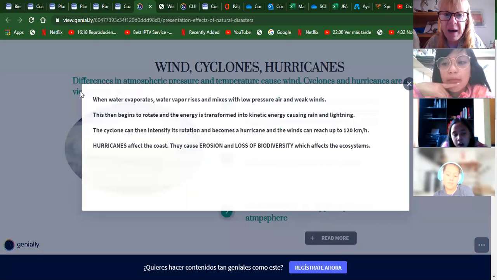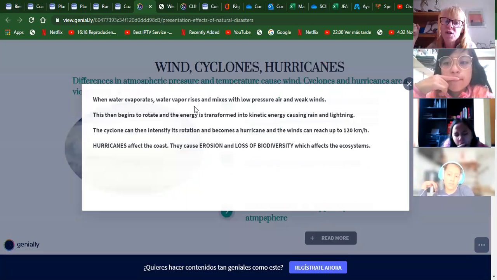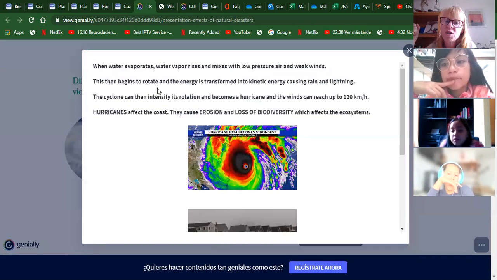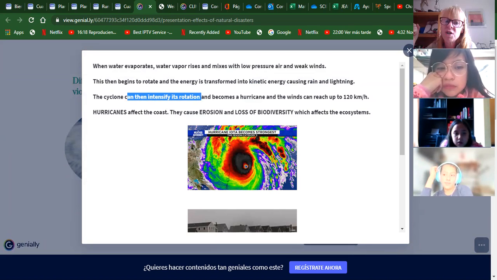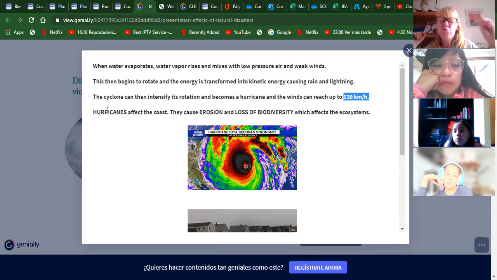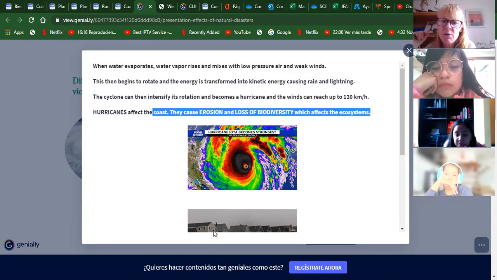If we read here, let's click on this. When water evaporates, water vapor rises and mixes with the low pressure. Okay, then it begins to rotate. Look, and the energy is transformed into kinetic energy, moving energy, causing rain and lightning. Okay? Right. The cyclone can then intensify its rotation. It spins faster and faster, and it becomes a hurricane, okay? With winds of 120 kilometers an hour, okay? This really violent wind can affect the coast.